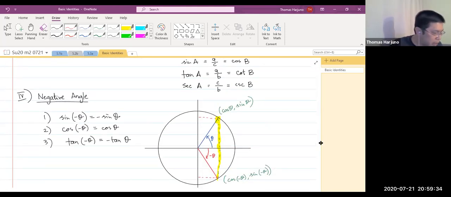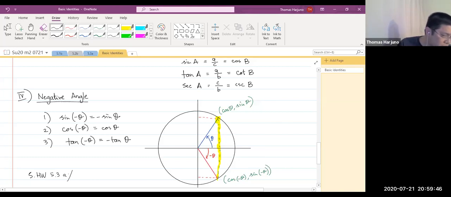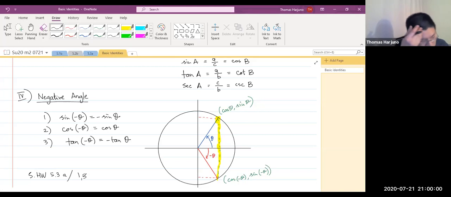Okay, is there any suggested homework for you to study from 5.3? There are some suggested homework for 5.3.A. You can do number 1 to number 1 and then number 3. I think that's what we do for now. Not that much though.